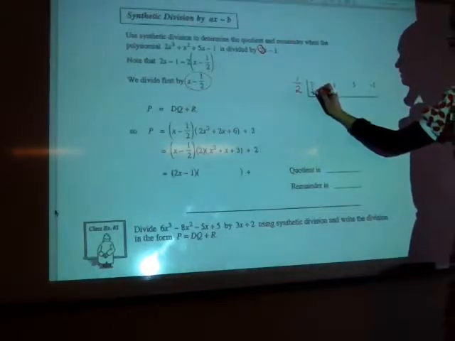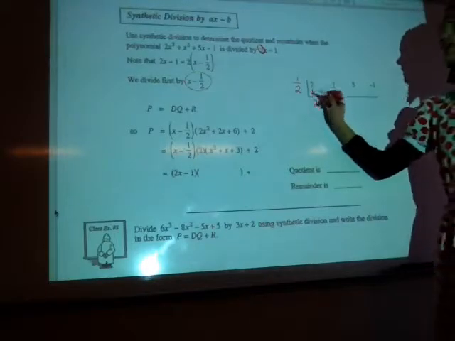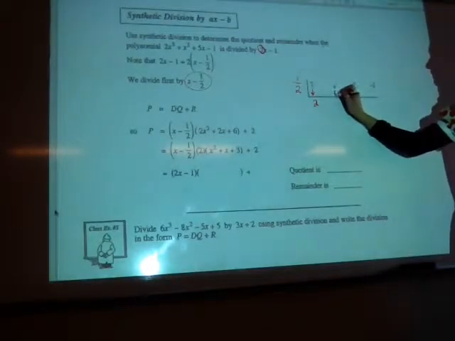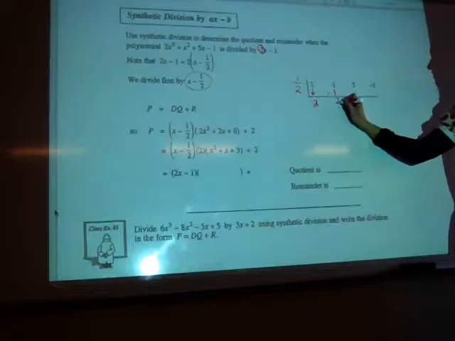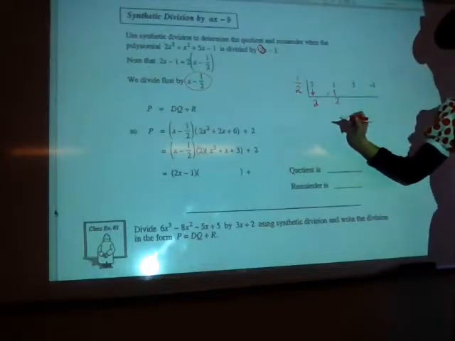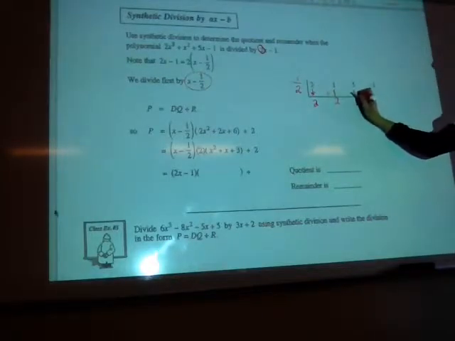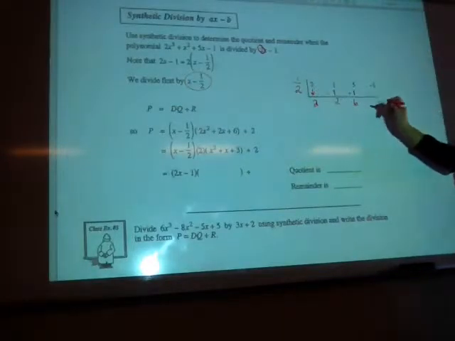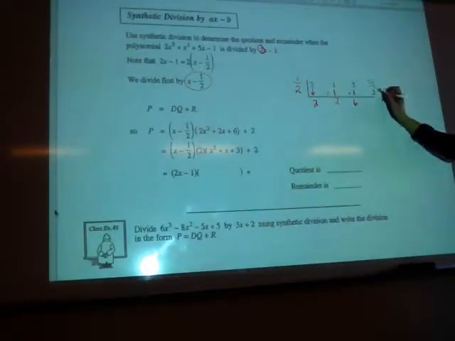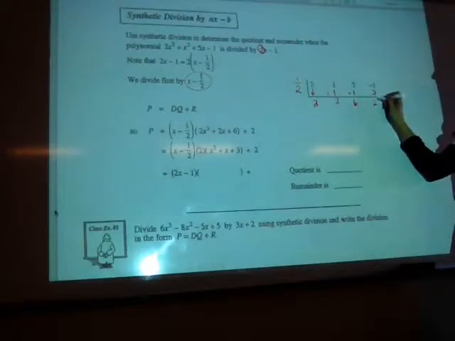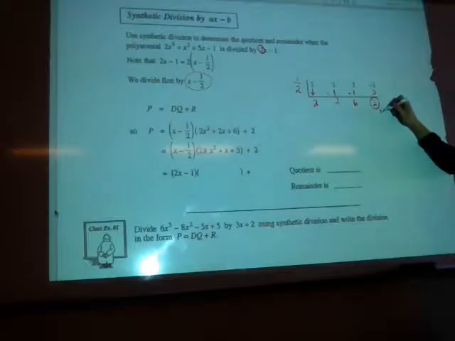Okay, so carry down the 2. Half of 2 is 1. 1 plus 1 is 2. Again, half of 2 is 1. 5 plus 1 is 6. Half of 6 is 3. So we get 3 minus 1 is 2. And we're done. That's our remainder.